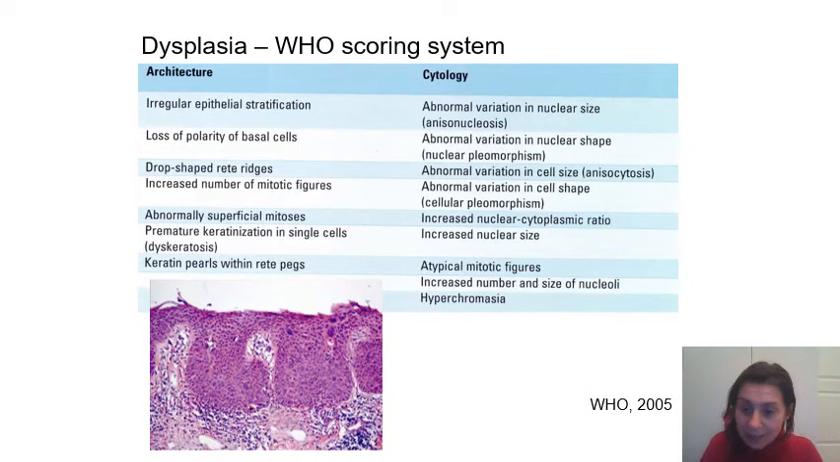I will take you through examples of each of these lesions, but before that I would like to show you the criteria that we are using to guide us to diagnose dysplasia in a tissue. So we look at both architectural changes that are listed here, and we also look for cytological features, mainly abnormal variations in the nuclear size and shape, or in the cell size and shape, or in the staining. Very important are the increased nucleocytoplasmic ratio and nuclear size, as well as atypical mitotic figures.